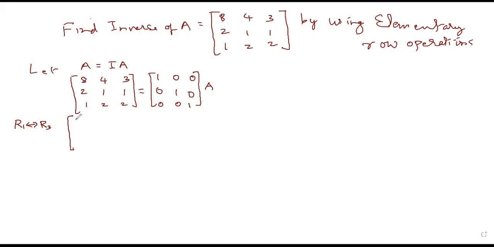Now the third row will become the first row, that means 1, 2, 2. This is the third row. And the first row will become the third row, 8, 4, 3. And the middle row will be as it is, no change. Similarly, you have to apply the same operation on the right hand side. The third row will become the first row 0, 0, 1, and the first row will become the third row 1, 0, 0, and the second row will remain as it is.